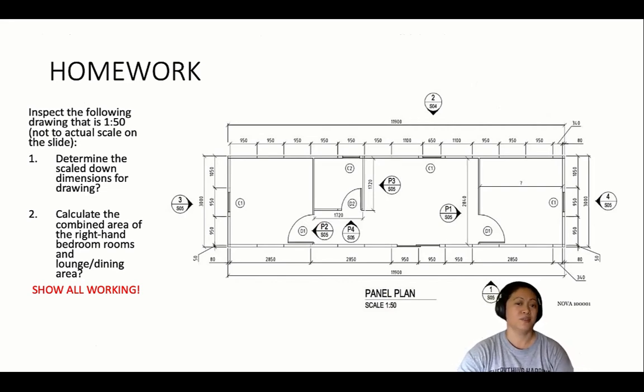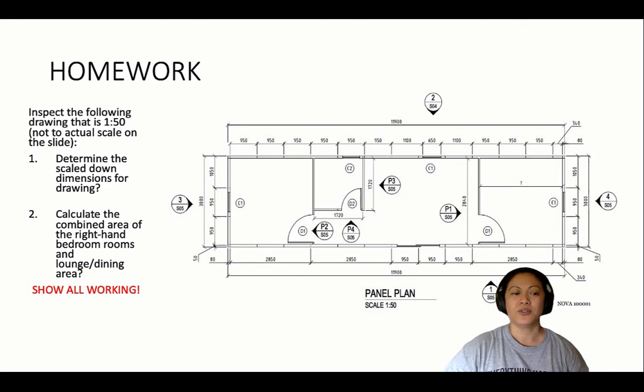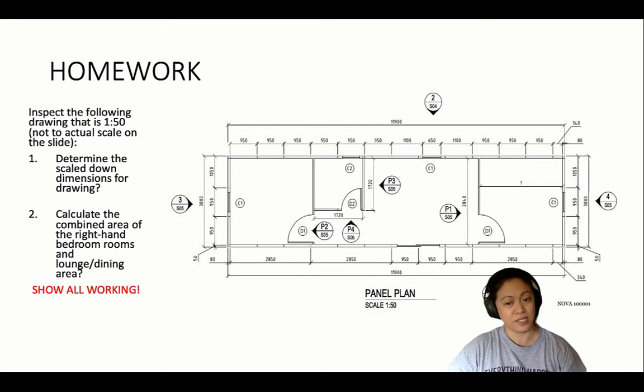I would like you guys to do this for homework. Practice makes perfect. It is all about process, it's all about method, and I would like you to calculate, or I should say determine the scale down dimensions for this drawing. Now, the scale provided is 1:250. Then I want you to calculate the total combined area of the right-hand bedroom and the lounge dining combined. So that is on the right-hand side as you're looking at it on the screen, and that room in the middle.